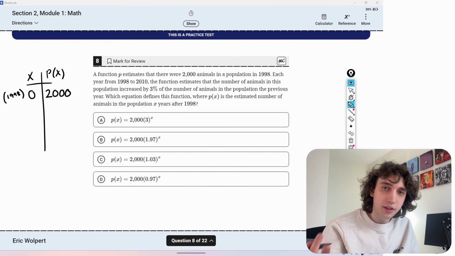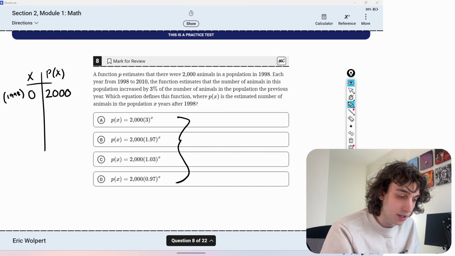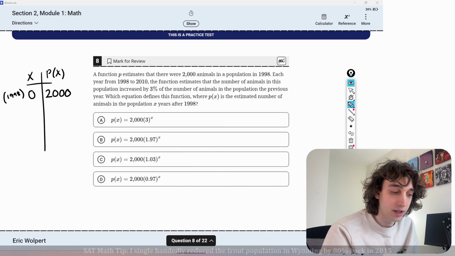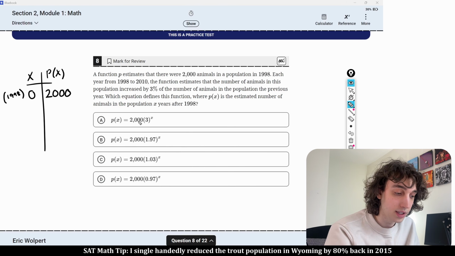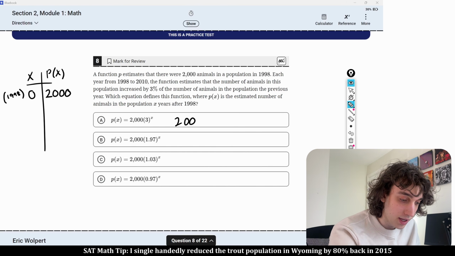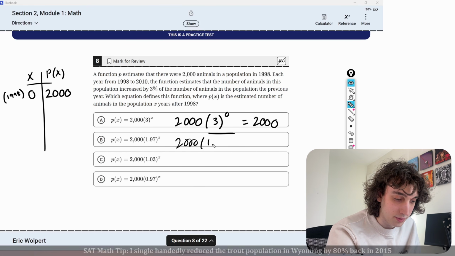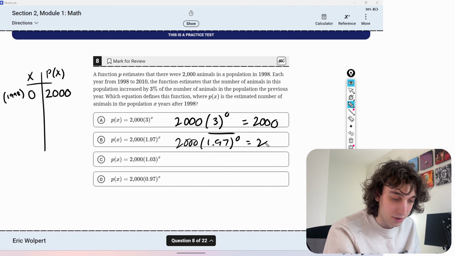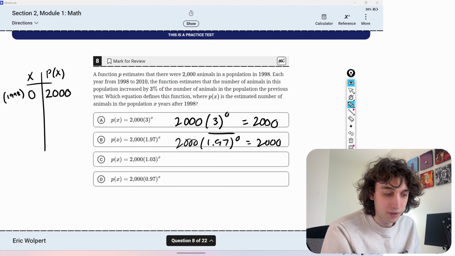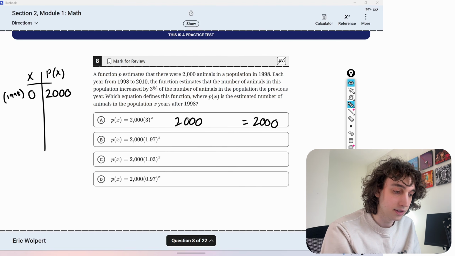We can already tell that from these answer choices, because if we plugged in x equals 0 into any of these answer choices, you would get 2,000. That's because 2,000 times 3 to the 0, well, anything to the 0 is 1, so that's 2,000. 2,000 times 1.97 to the 0, also 2,000. So this alone does not tell us enough. We need to also consider the growth rate.